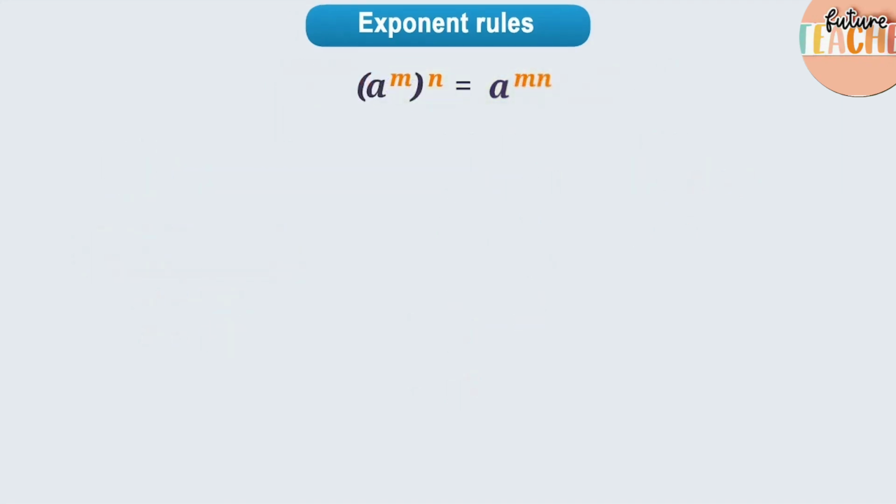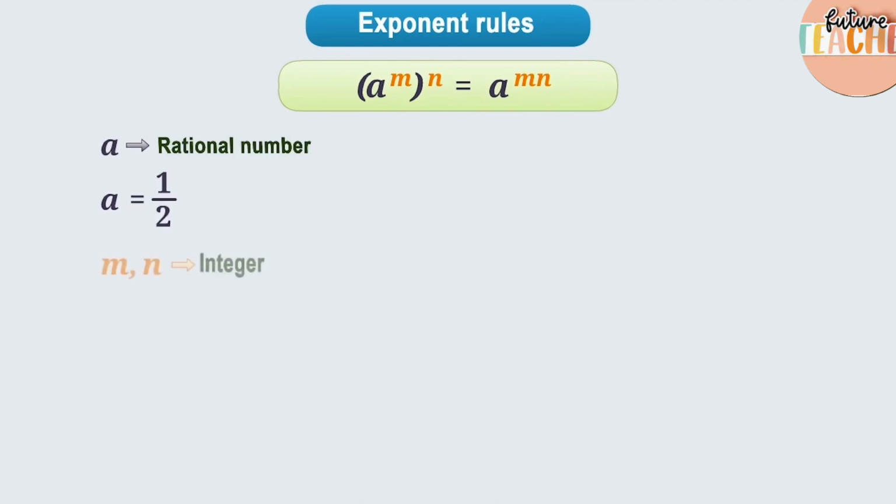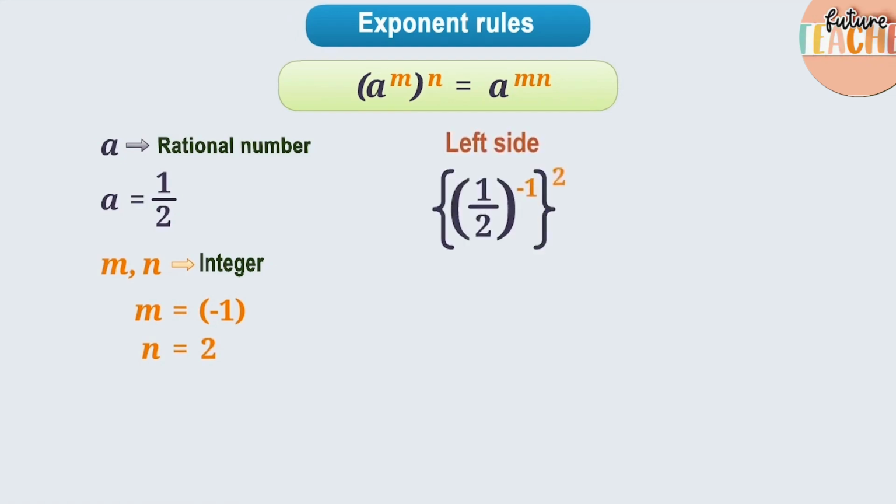Now the rule a to the power m whole to the power n is equal to a to the power mn will be discussed. Suppose we take a is equal to 1 upon 2, take m is equal to minus 1 and n is equal to 2. Under the rule we can write 1 upon 2 whole to the power minus 1 whole to the power 2 is equal to 1 upon 2 to the power minus 1 into 2. Let's simplify both sides here too.